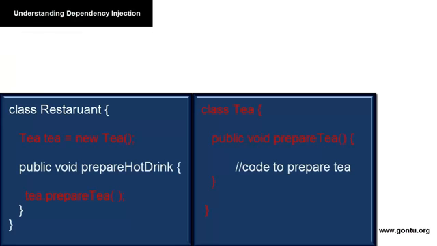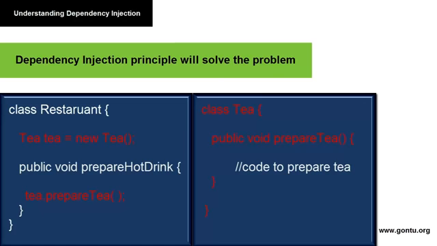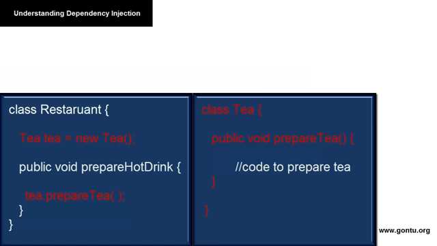Now we understood the problem, but what's the solution? How can the restaurant class use the tea class for preparing tea without creating a tea object inside the restaurant class? And here comes the dependency injection principle into the picture. It will solve the problem. The restaurant class will use the tea class without creating a tea object inside it. Using such a principle simply enhances the code readability. Your code would be better manageable.